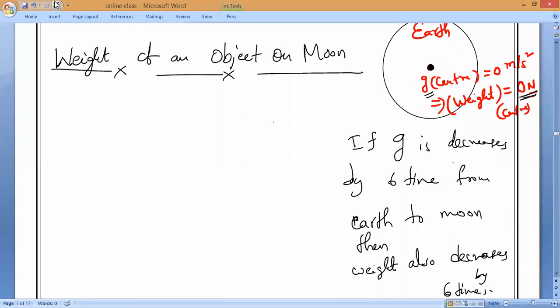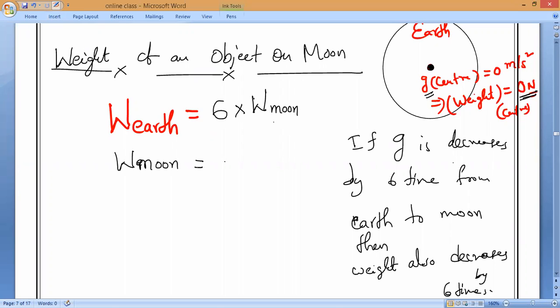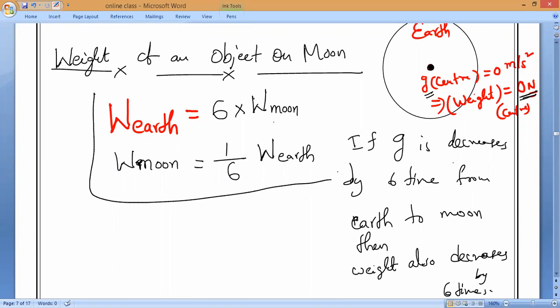So directly I know the relation that weight on Earth is equal to how many times more than on the moon? Gokul, Akilan, weight on Earth is how many times more than moon? Yes, 6 times more than weight on moon. Or weight on moon is equal to what, guys? Everybody should respond. 1/6 times of weight on Earth. So this is what we have to prove today, which is very important even in our NCERT book also.